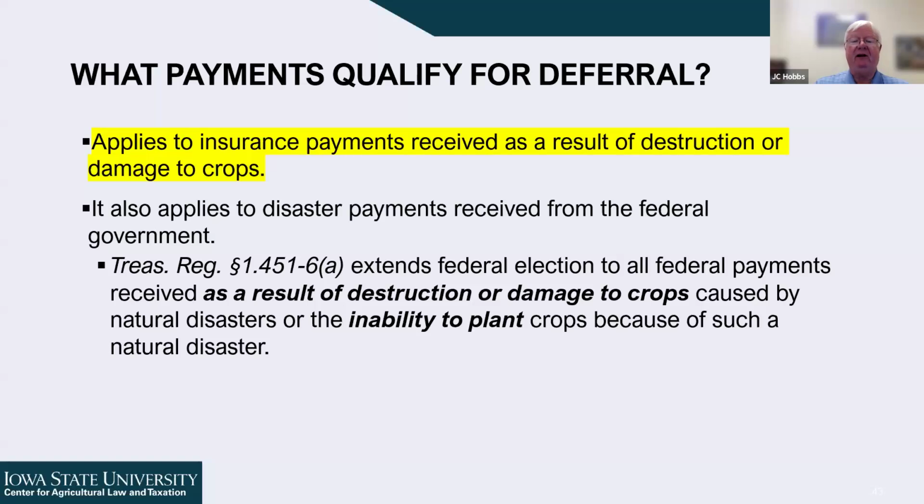It could also be the inability to plant crops. So let's say we were getting ready to plant something, the hurricane comes through, now we're not able to plant that crop. That works as well. Doesn't matter if it's loss or inability to plant, also known as prevented planting. In those situations, those are allowed, that federal election to postpone does apply.